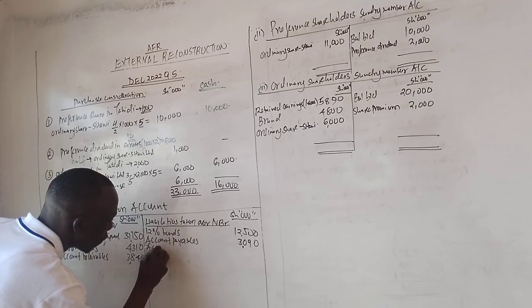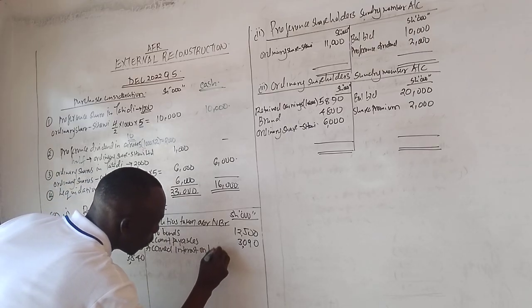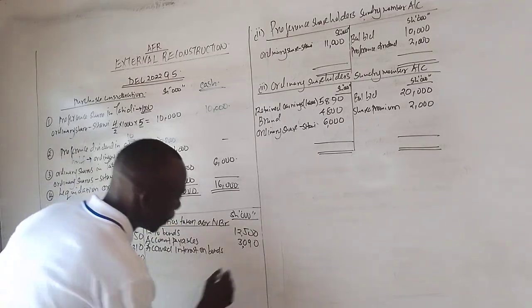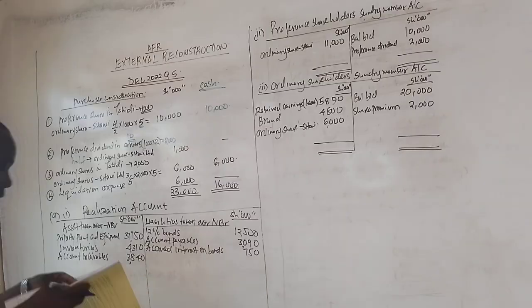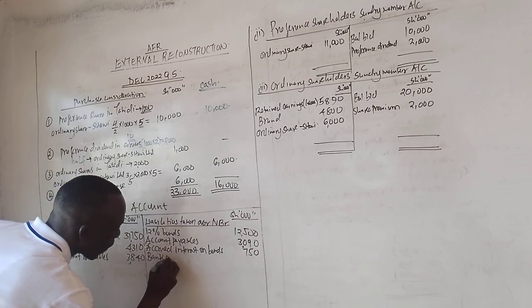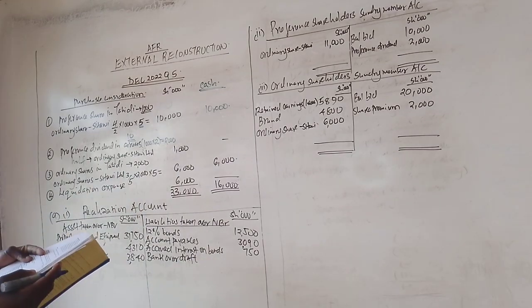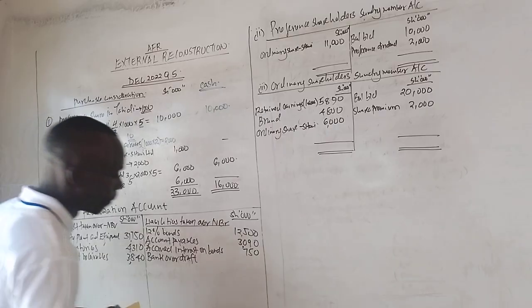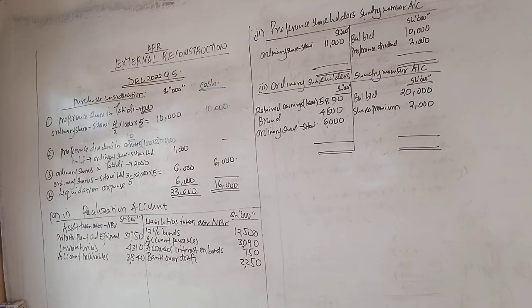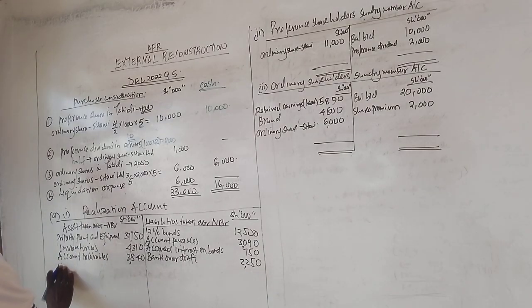Then the next one we have is accrued interest on bonds. Accrued interest on bonds was worth 750. Then we have bank overdraft. How much was the bank overdraft? It was 2,250.